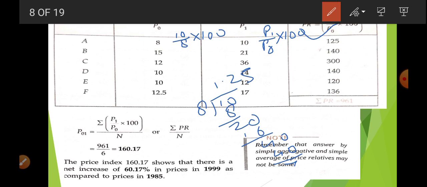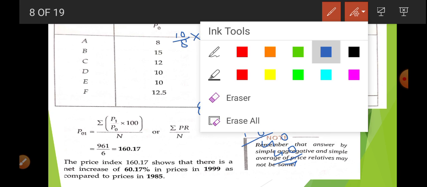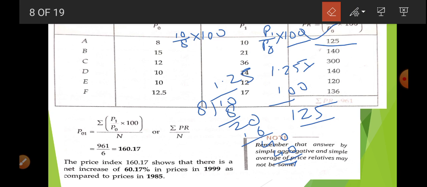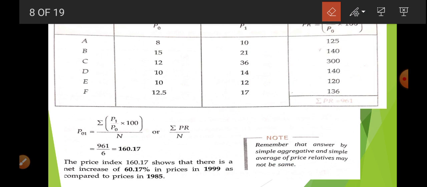Okay. So we get 1.25, and now we multiply it by 100. In this way we get 125, that is written here. Okay. Now for the next one, how is it done?